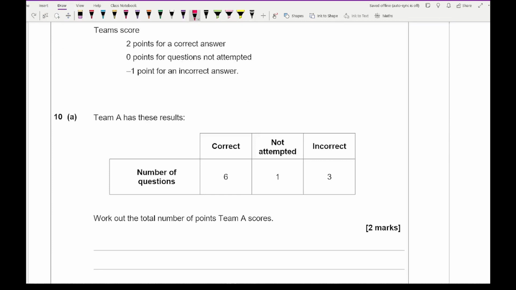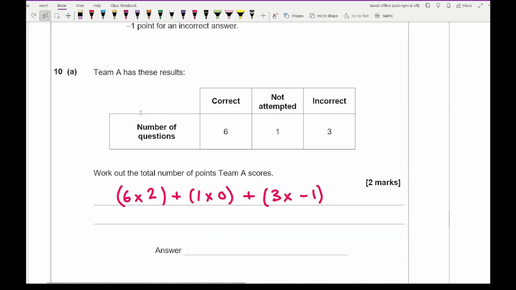So for correct, we've got 6, so that's going to be 6 times 2, plus the not attempted, that's going to be 1 times 0, or just 0. And for the incorrect ones, we're going to have 3 times -1. And then we just need to simplify this. So 6 times 2 is 12, plus 0 minus 3. So 12 minus 3 gives us a total score of 9.